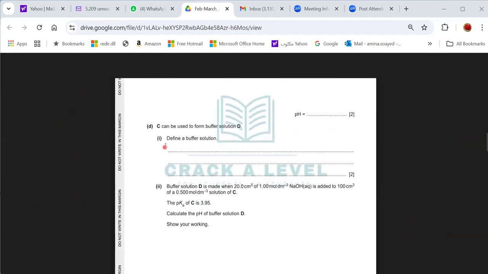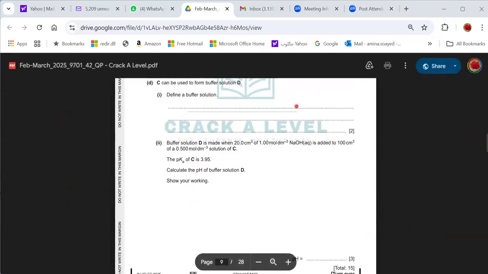Let's go to part D. It says C can be used to form a buffer solution D. Define a buffer solution. We say that it is a solution that resists the change in pH, or we say that its pH does not change significantly when a small amount of an acid or a base is added. So we say it is the solution that resists the change in pH, or else we can say it is a solution whose pH does not change significantly on the addition of small amounts of an acid or a base.